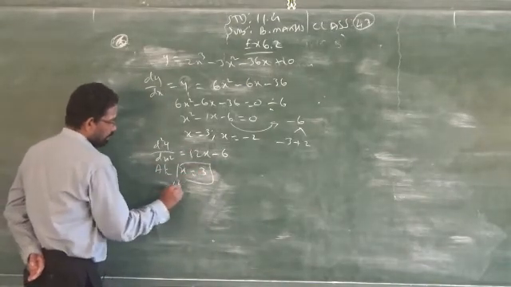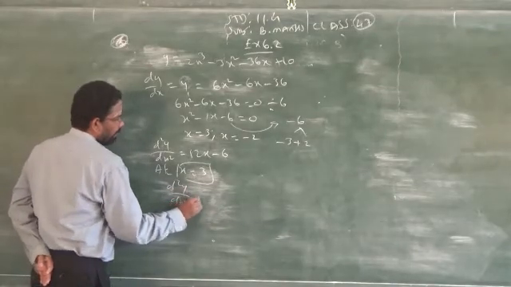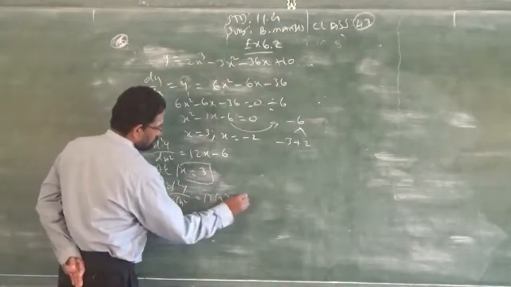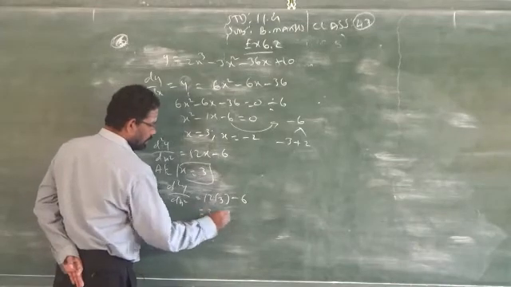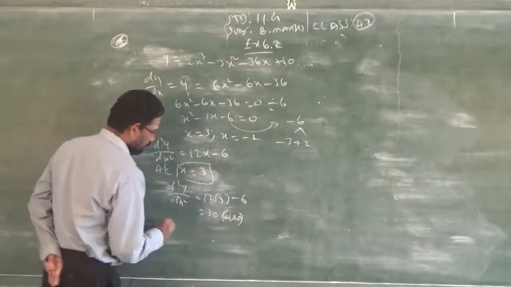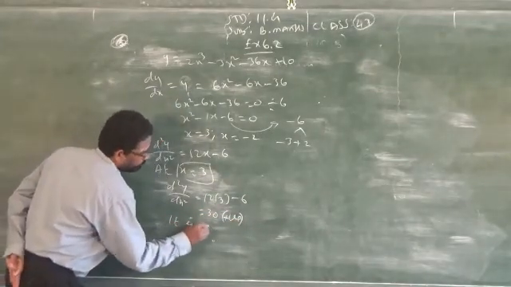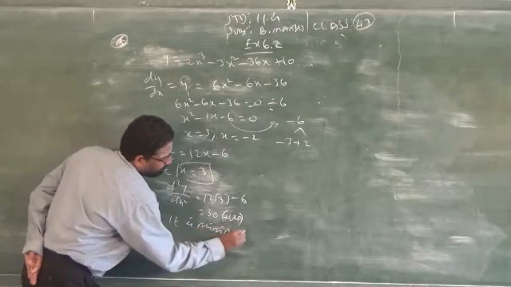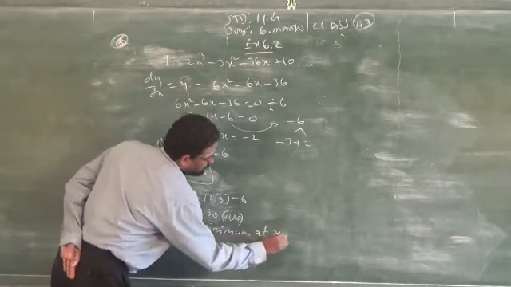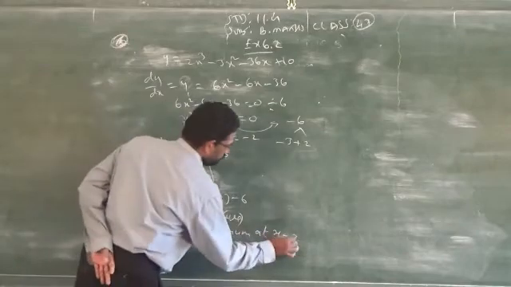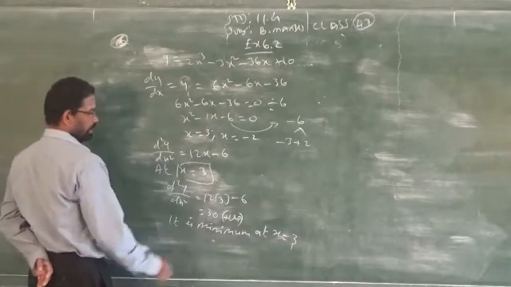Now you have to substitute x is equal to 3, the first value, in the second order. You will get 12 times 3 is 36, so you will get 30, that is a positive answer. Clear? It is minimum at x is equal to 3. If we get positive, you have to write the opposite, minimum.